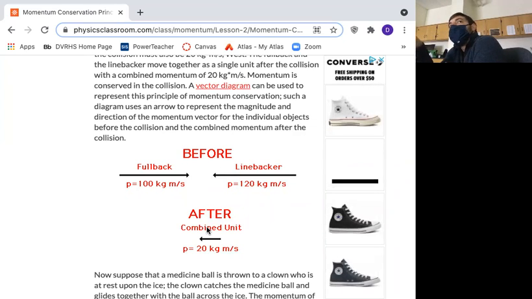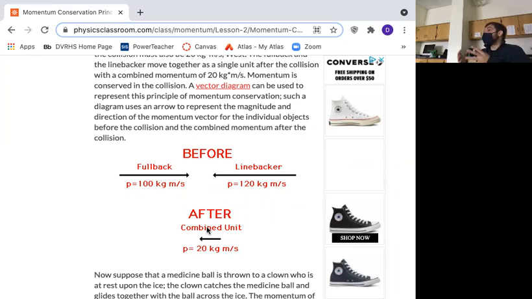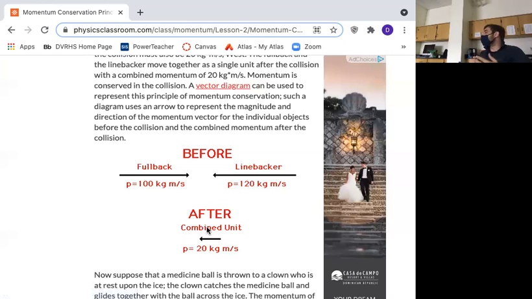So you had 100 kilogram meters per second for the fullback, 120 for the linebacker before at their respective masses, and then combined, you combine their masses, well, to get 20 units of momentum with two people, you're not going to be needing to move nearly as fast as you would for 20 units of momentum with one person.